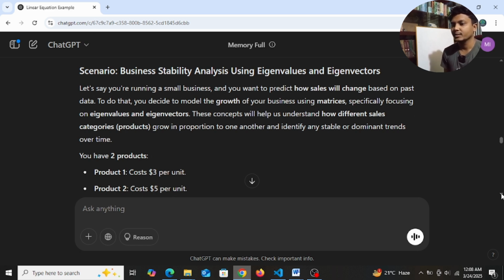Let's say you are running a small business and you want to predict how sales will change based on past data. To do so, you decide to model the growth of your business using matrices, especially focusing on eigenvalues and eigenvectors. These concepts will help us understand how different sales categories grow in proportion to one another and identify any stable or dominant trends over time.